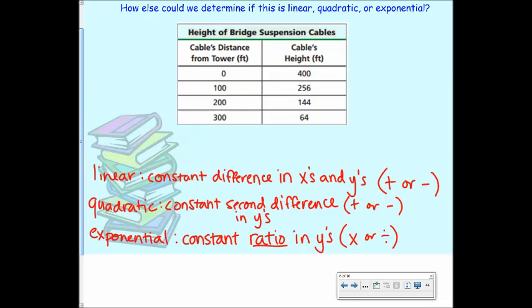So let's try subtraction first. How much do you subtract to go from 400 to 256? So how would you do that on your calculators? Yeah, just do 400 minus 256. 144? Yeah, it should be 144. Okay, and then how do you go from 256 to 144?